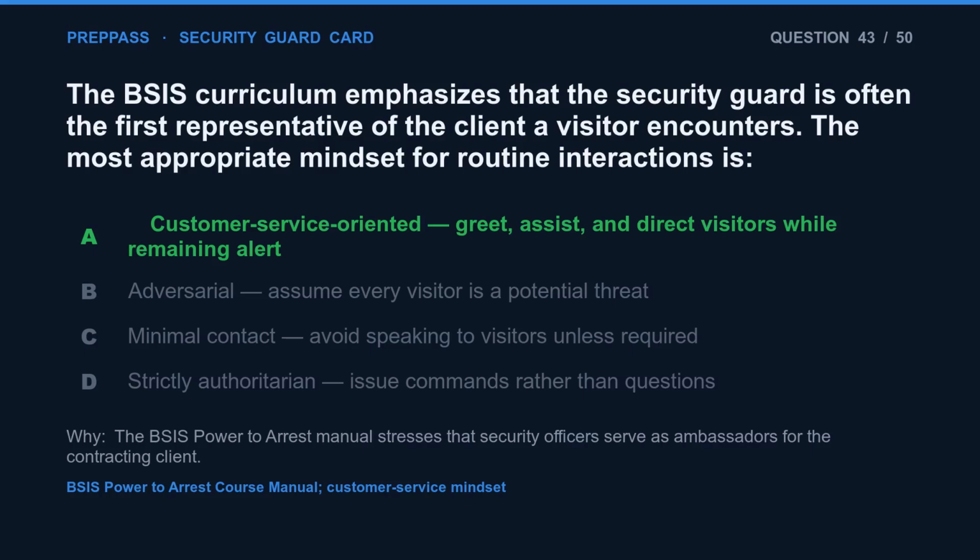The correct answer is A. The BSIS power to arrest manual stresses that security officers serve as ambassadors for the contracting client.